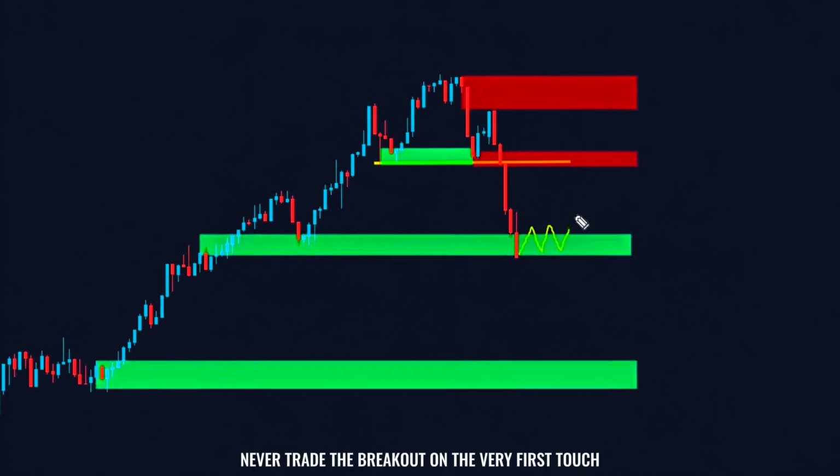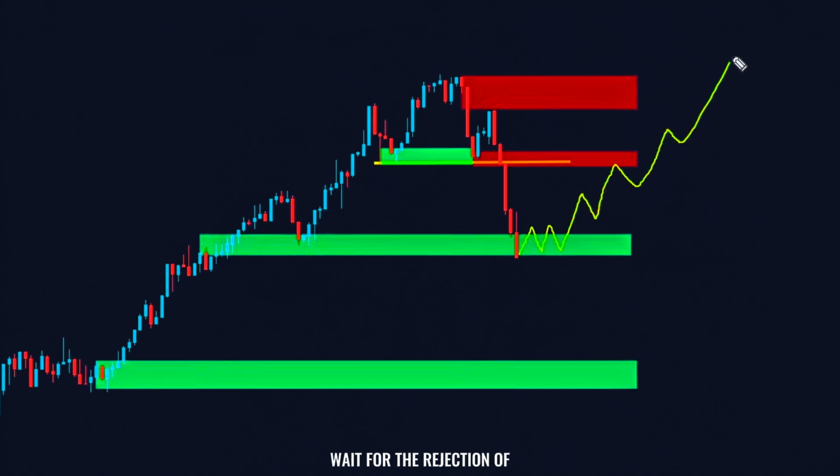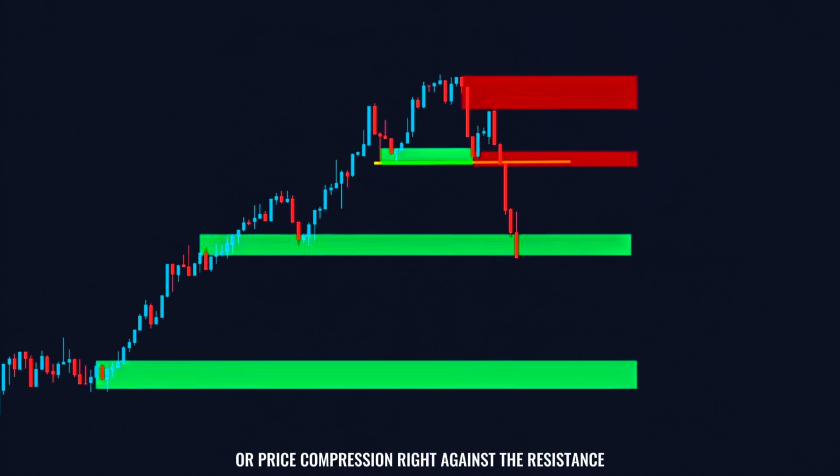Never trade the breakout on the very first touch. Wait for the rejection of rejection or price compression right against the resistance build-up. What does that mean? If buyers are truly strong, when price approaches the ceiling, it won't bounce back down deeply. Instead, it sticks tightly to the resistance zone, forming higher lows pressing against the barrier. Candle ranges tighten, trading volume decreases. This is called the phenomenon of absorbing supply. At this point, sellers are like soldiers out of ammo.